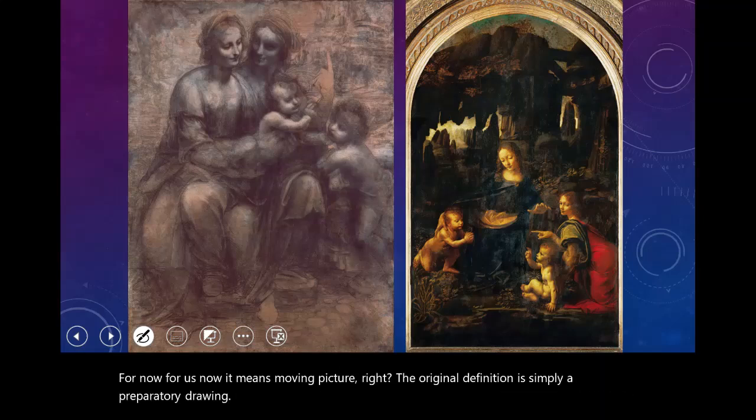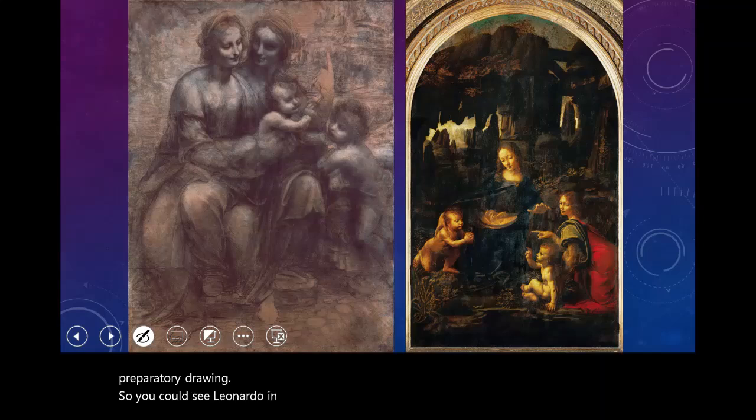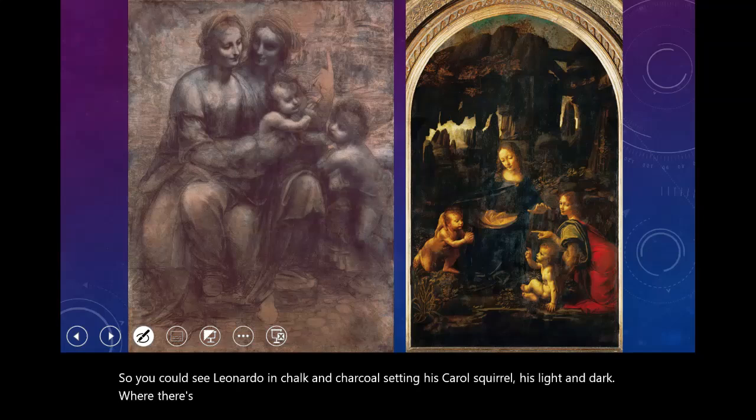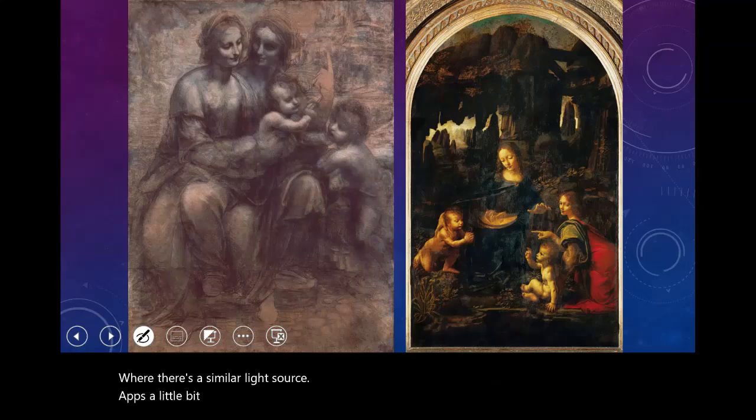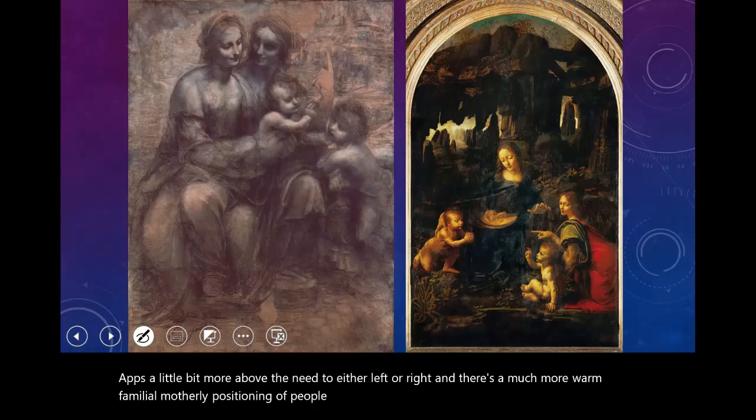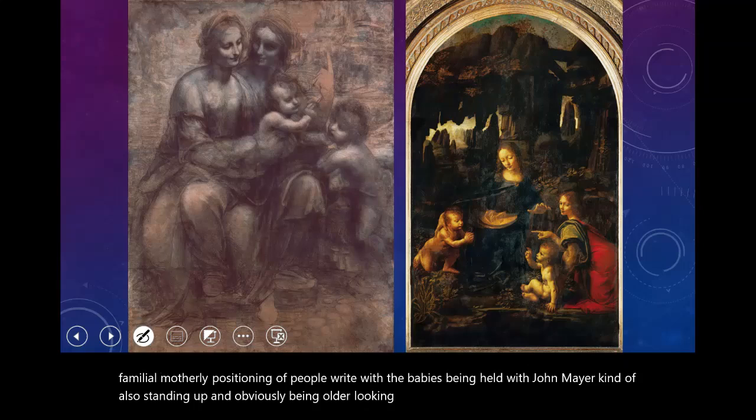So you could see Leonardo in chalk, in charcoal, setting his chiaroscuro, his light and dark, where there's a similar light source, perhaps a little bit more above than to either left or right. And there's a much more warm, familial, motherly positioning of the people, right? With the babies being held, with John there kind of also standing up and obviously being older, looking at his holy cousin there.